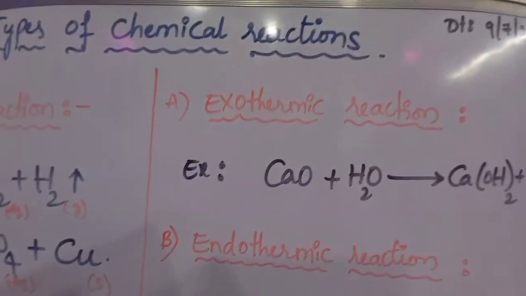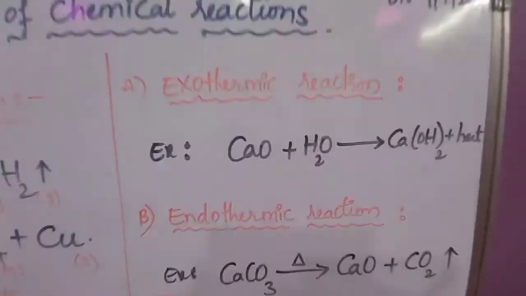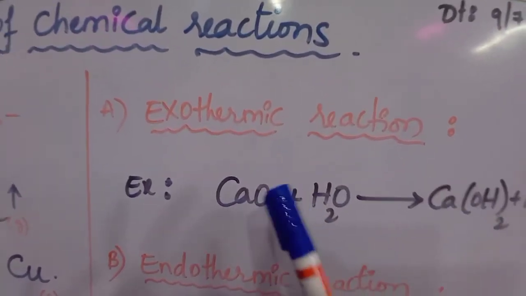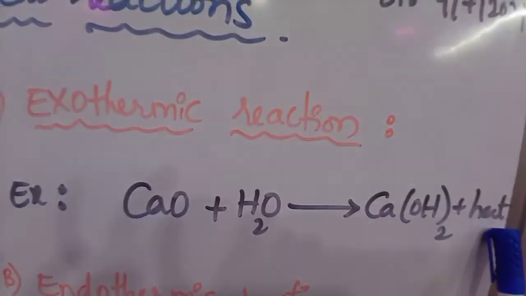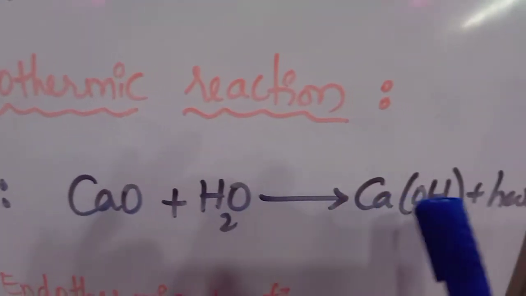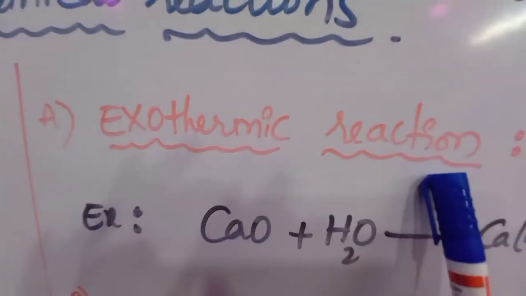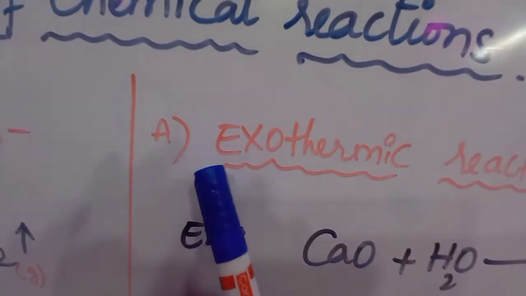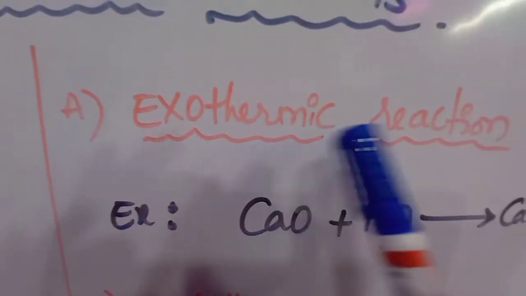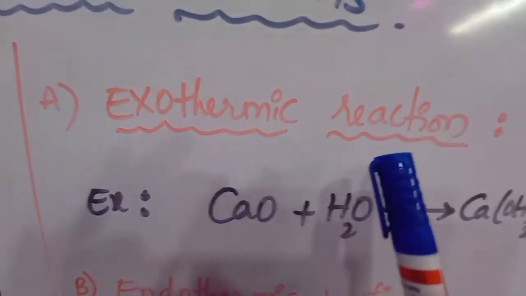And we will also see other types of reactions, that is exothermic reactions and endothermic reactions. An exothermic reaction is a reaction which is carried out with the release of heat energy. So when the reaction is taking place, if there is a release of a certain amount of heat energy, then that type of reaction is called an exothermic reaction. Term-wise also we can see: exo means releasing outside, thermic means heat energy.